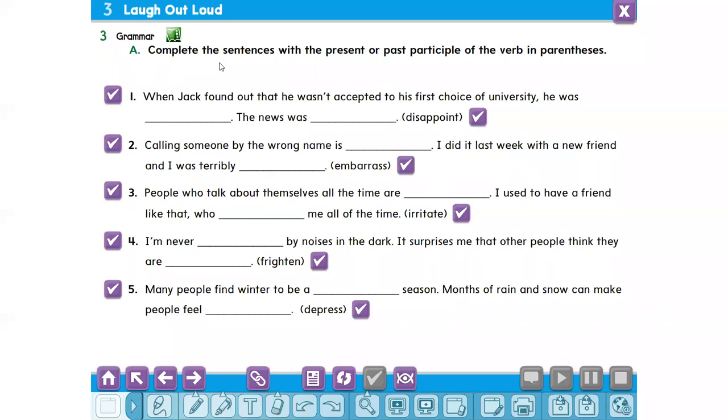Exercise A, complete the sentences with the present or past participle of the verb in parentheses. Before you answer, you have to decide. You're going to describe how people or animals feel, or you're going to describe what causes this feeling.